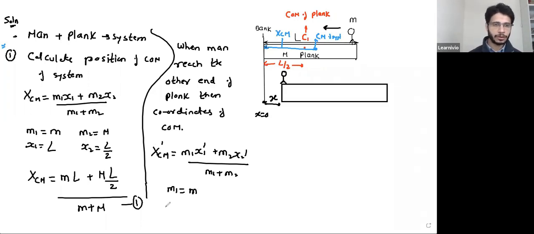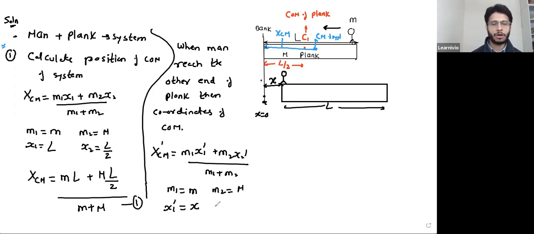Small m is m. Sania, how much is x1 here? Or it should be x. See, x coordinate simply means the separation of man from the bank. So this man is at a separation x from the bank. So x1 is x1, right? Yes. Noor, this is x1 prime. Yes, sir.